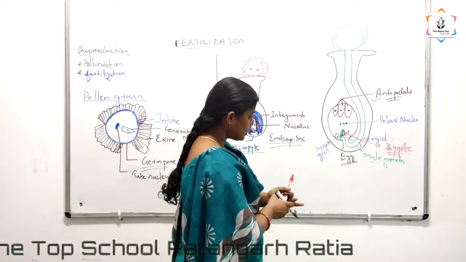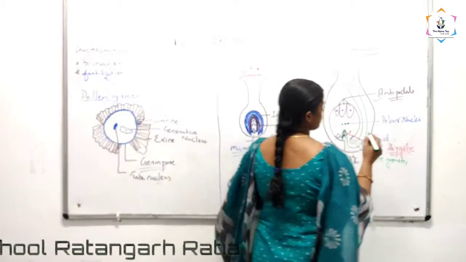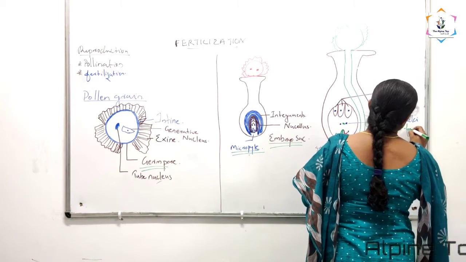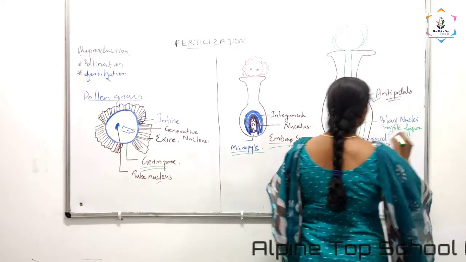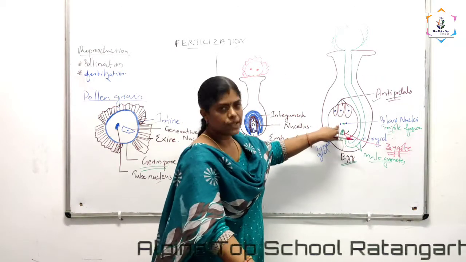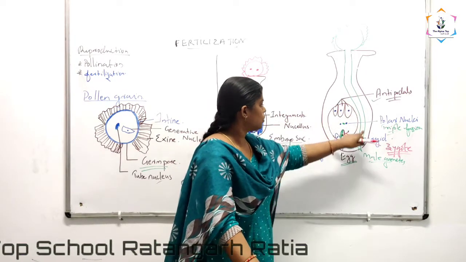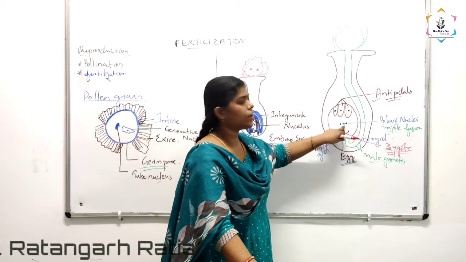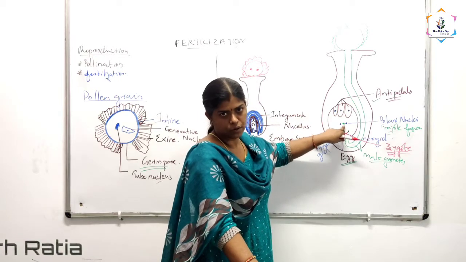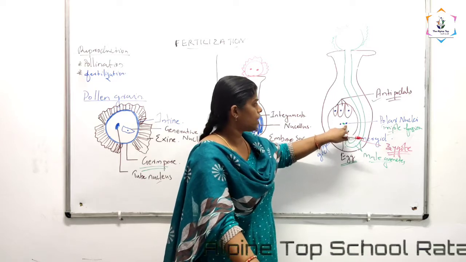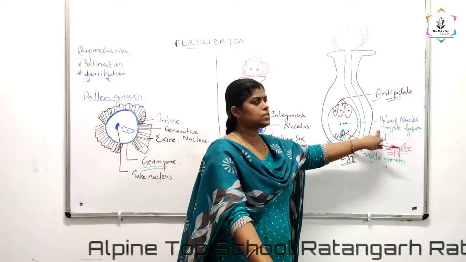So this process is known as triple fusion. Why is it triple fusion? Because two nuclei were already there, and one more male nucleus which came through the pollen tube is joining with these two polar nuclei, and now it has got three haploid nuclei inside, so we call this process triple fusion.